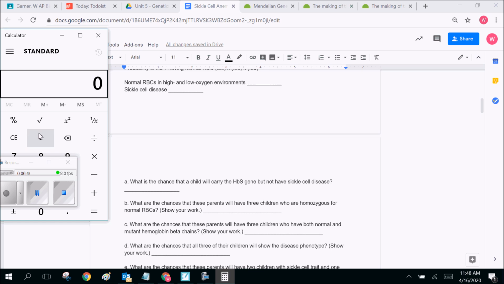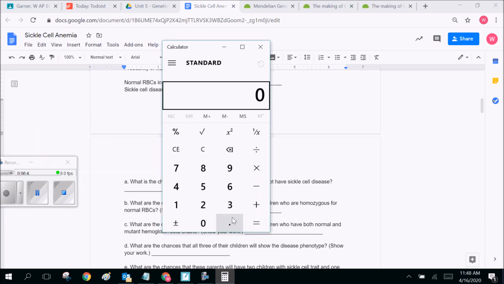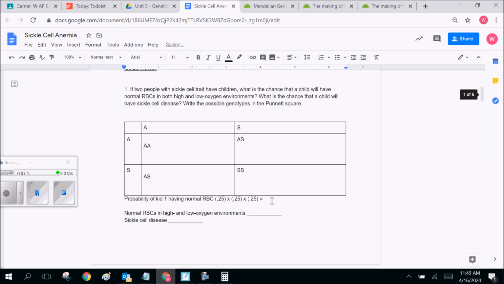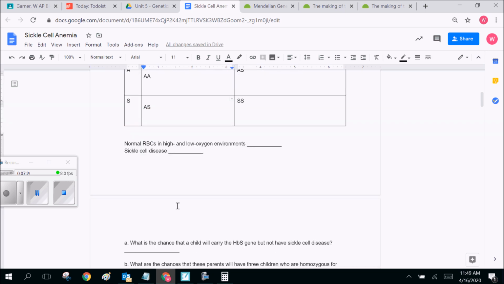So if we just go ahead and plug that into our calculator here, we'll have 0.25 multiplied by 0.25 multiplied by 0.25, and there we go. And now because I used the decimals, I'm going to have to multiply it by 100 to get it back to a percent. And there we go, I get 1.56%. So the answer here, what are the chances that the parents will have 3 children who are homozygous for normal red blood cells? Well, it's going to be 1.56%. I hope that makes sense to you. I'm going to go ahead and delete this so that it doesn't screw up the assignment later on. I'll deal with that later.